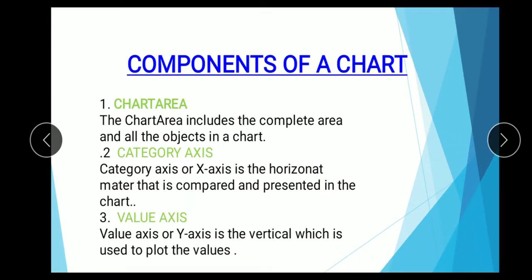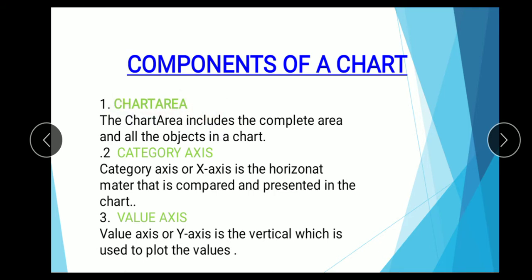Components of chart means what type of components are used in a chart. The first one is chart area. The chart area includes the complete area and all the objects in a chart. Chart area means where you design a chart, display a chart. This area is called the chart area.